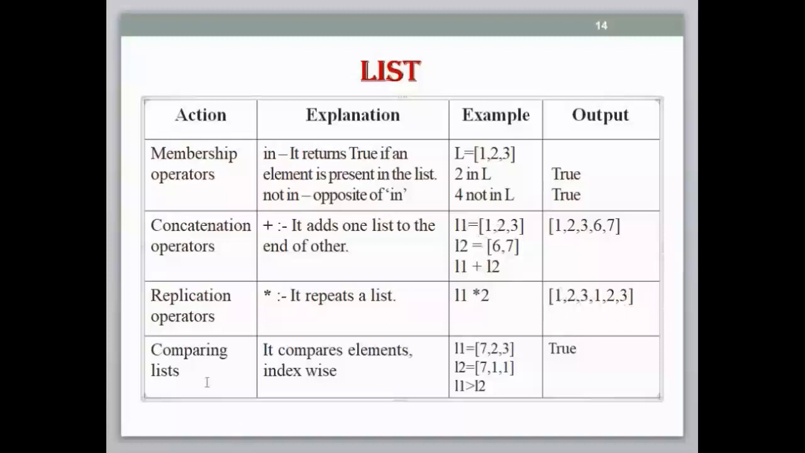Comparing lists. It compares the elements index-wise. If L1 is [7, 2, 3] and L2 is [7, 1, 1], and if you want to print L1 is greater than L2, it is True. How? See, it will check the first element, 7 and 7. Same. Then again it will check the second element, 2 and 1. So here the second element of L1 is greater than L2. So the result is True.